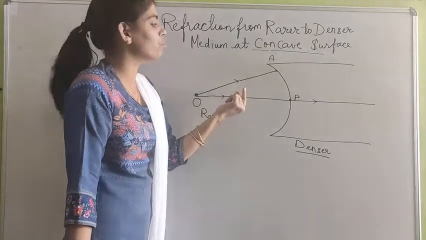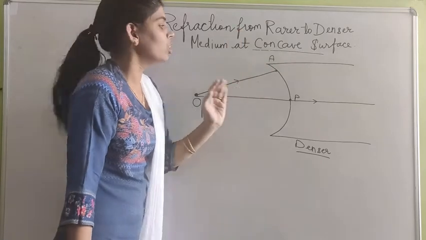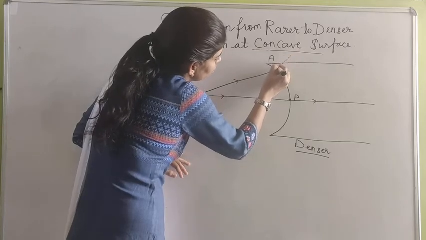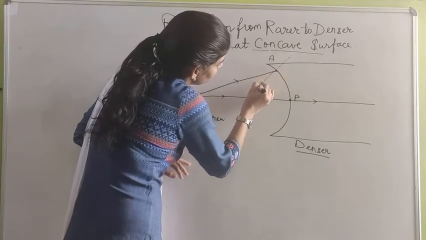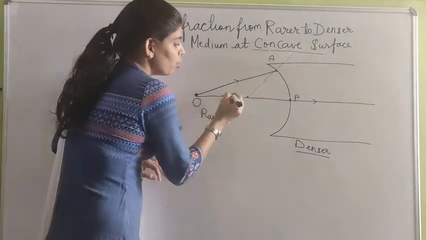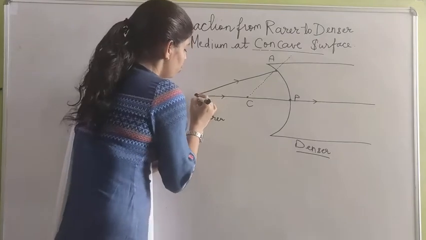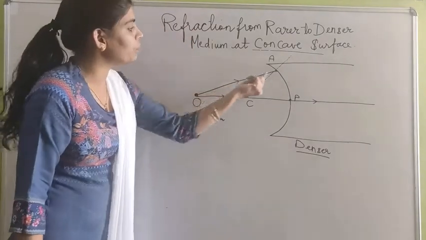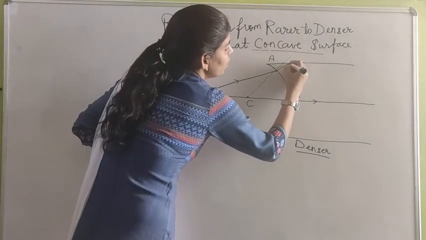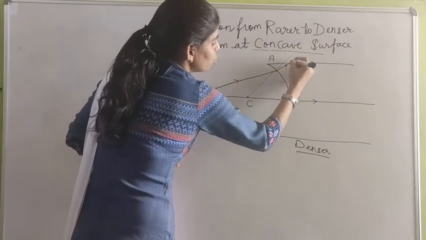As you also know, whenever a ray travels from rarer medium to denser medium, it always bends towards the normal. So let us draw the normal first. This is the normal, and you know the normal will fall on the principal axis at the center of curvature. Now this ray from the point object is going from rarer medium to the denser medium, so its path will change and it will bend towards the normal. Let us give it a name AB. Its path would be like this.